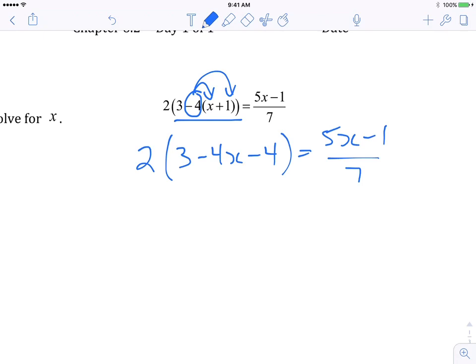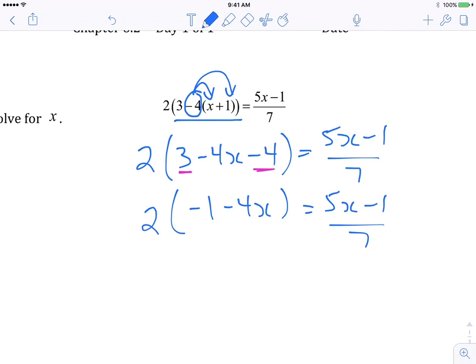Now, BEDMAS tells us to do brackets first, and we still have brackets. So again we worry about what's in the brackets first. We're looking for like terms. We have two like terms, a 3 and a negative 4. Adding those together, 3 minus 4 is negative 1. So we have negative 1 minus 4x equals (5x minus 1) over 7.